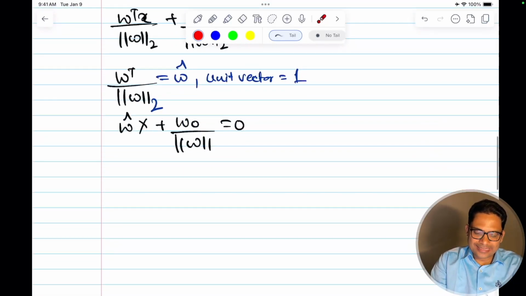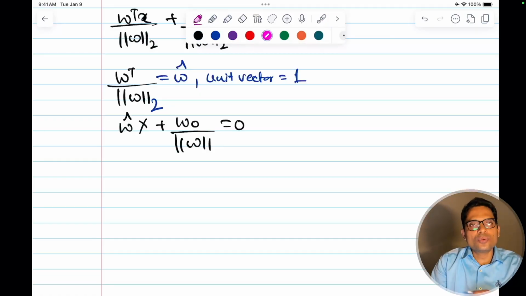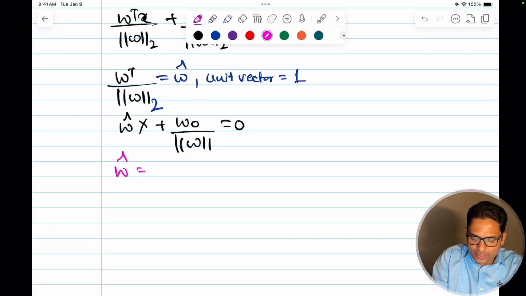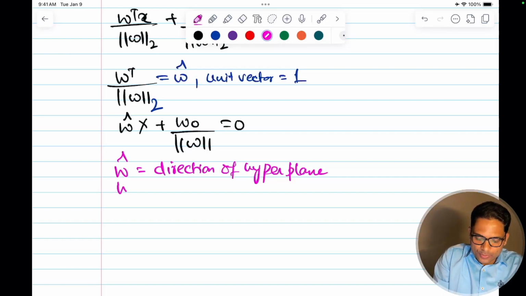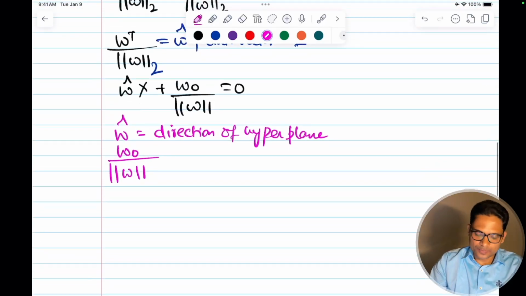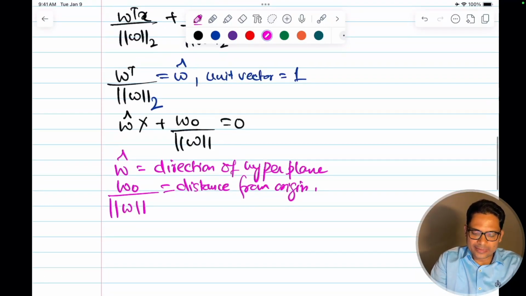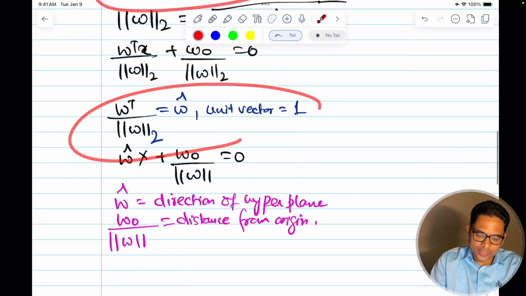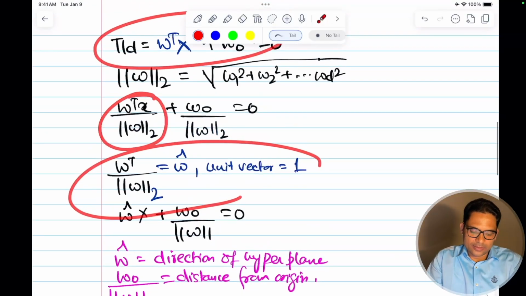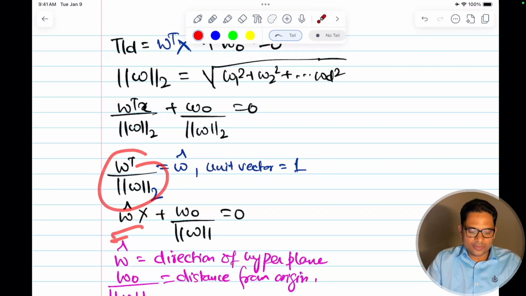So now we have presented this equation of hyperplane similar to what we had. So this unit vector w is nothing but your direction of the hyperplane, and your w naught by norm of w is equal to the distance from origin, and this is how we represent it. This is the general equation, and now we have understood it: w transpose, if we divide it, is the unit vector which will give me the direction of the hyperplane.